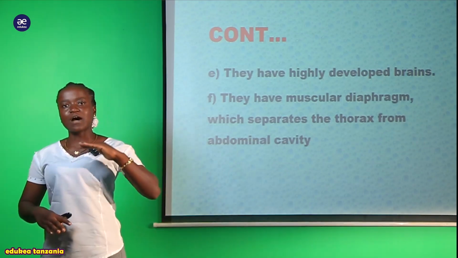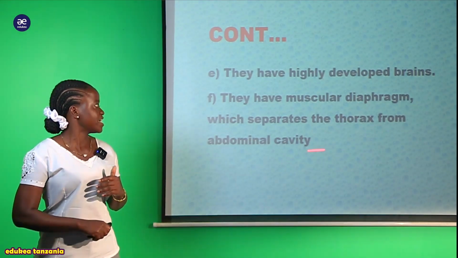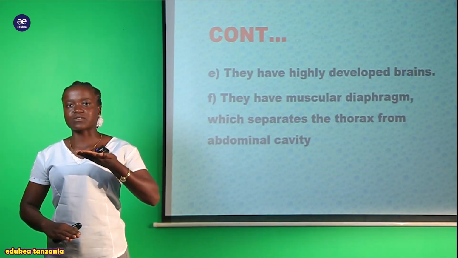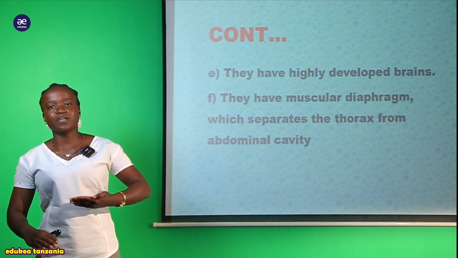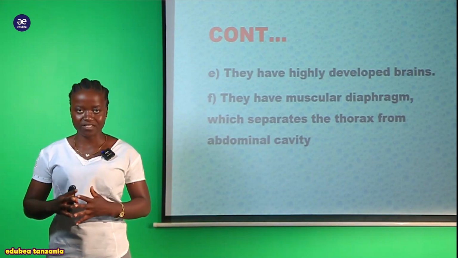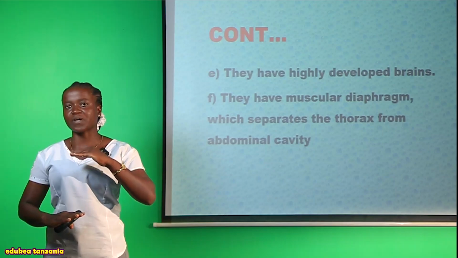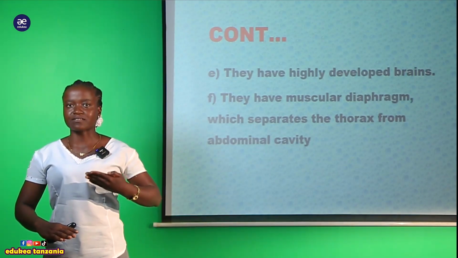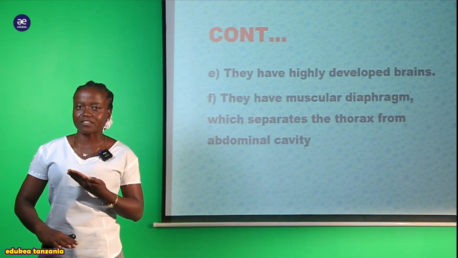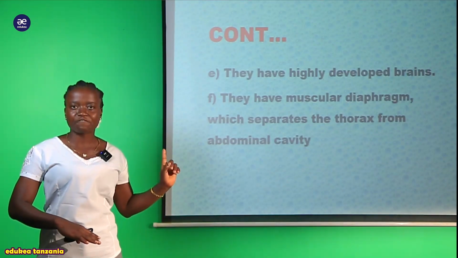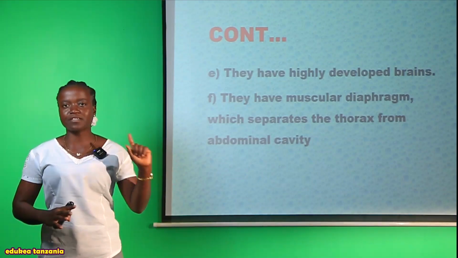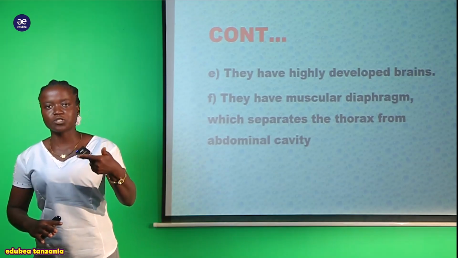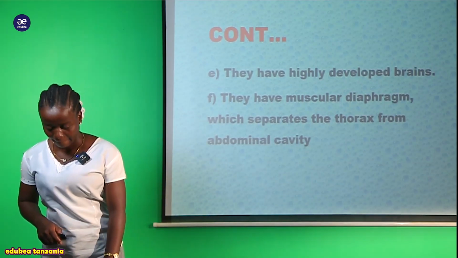Hii diaphragm ndio ambayo ina separate between the thorax and the abdominal cavity, sehemu ya tumbo ya chini na ile thorax. When we are talking about thorax, we mean the respiratory surface. So ile structure ambayo ina separate between ile respiratory surface, we are talking about the lungs and so on, and the abdominal cavity, that is the stomach, we have a diaphragm that separates. So that becomes the distinctive feature of this organism by possession of the diaphragm which separates between those parts.